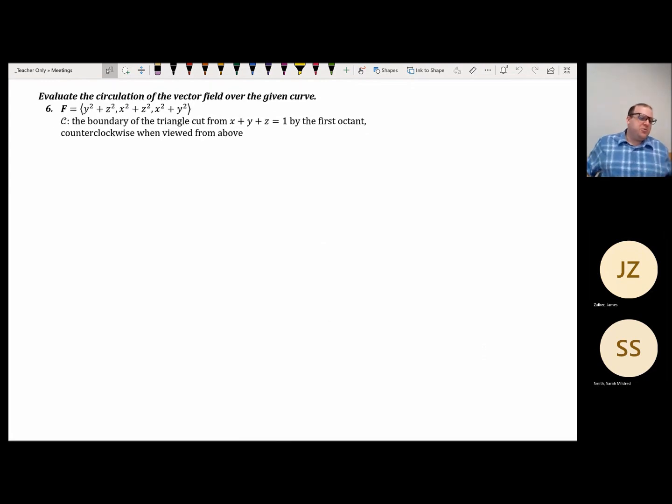Circulation of the vector field over the boundary of the triangle cut from x plus y plus z equals 1 by the first octant, with an orientation of counterclockwise when viewed from above, so positive orientation.